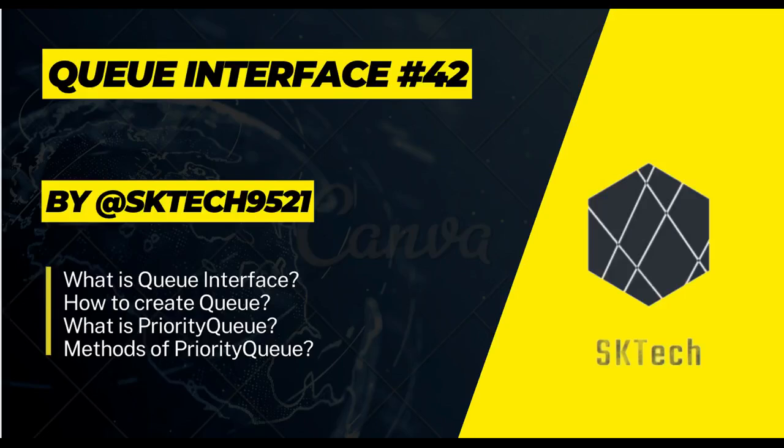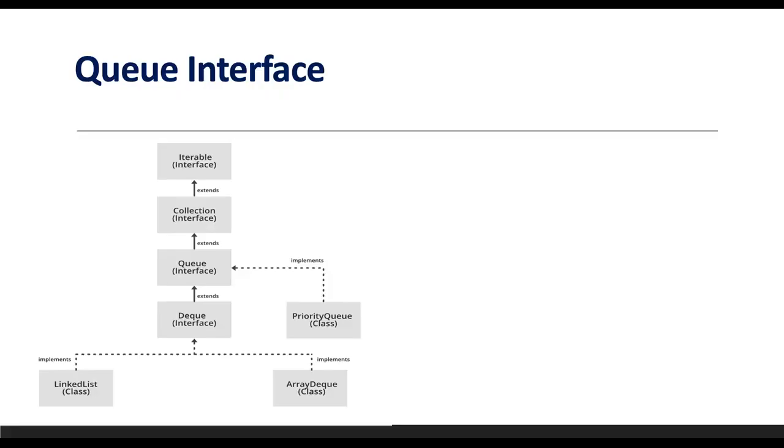In today's video, we are going to discuss the queue interface, and we are going to cover what the queue interface is, how to create the queue, and what the priority queue is. The priority queue is nothing but an implemented class of the queue interface. We will also look at the methods of the priority queue and see some examples. So let's begin. Let's see what the queue interface is.